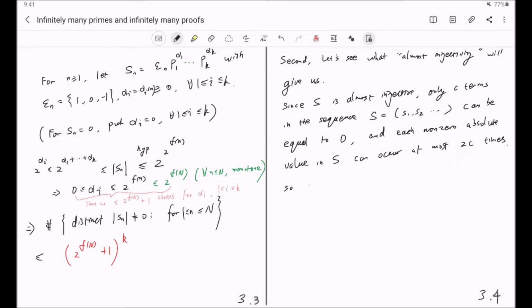So we get the upper estimate for the number of distinct absolute values. And now we are going to give a lower estimate, and hopefully this lower estimate will contradict this upper estimate, and that contradiction will finish the proof. So we are still estimating this guy.